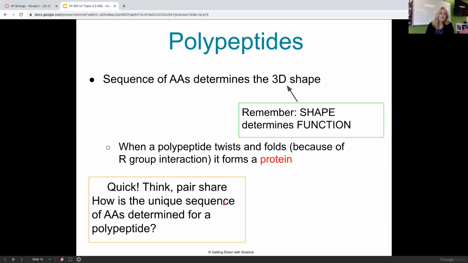Here's a quick think, pair, share. How is the unique sequence of amino acids determined for a polypeptide? How do we get that unique sequence? Take a moment to see if you can answer that. If you said it's the genes, which of course are segments of DNA coding for those, you were right.